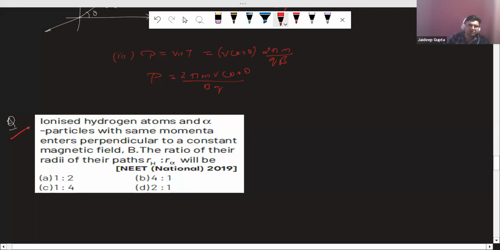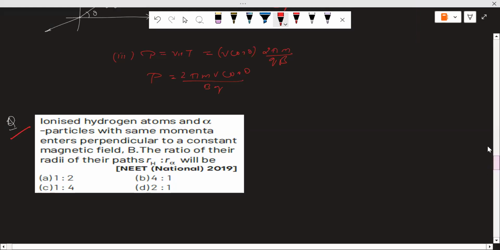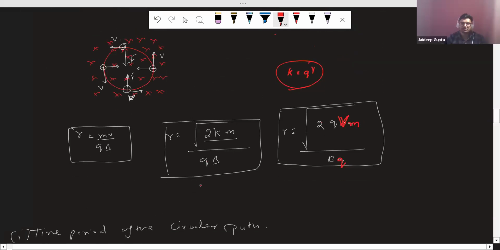Okay, try this question for 5 minutes and write your answer in chat. Sir, can you show the formulas, please? Okay, first, radius.